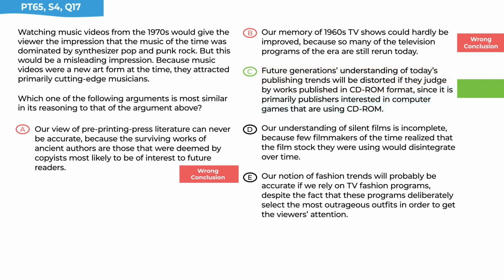When we look at D, the word because indicates the second claim is a premise, so that first claim is our conclusion. Our understanding is incomplete. How does that compare to we would get a misleading impression? An incomplete understanding and a misleading impression. Not as good as C, but maybe I'll consider it. Does our premise warn us against an atypical sample?